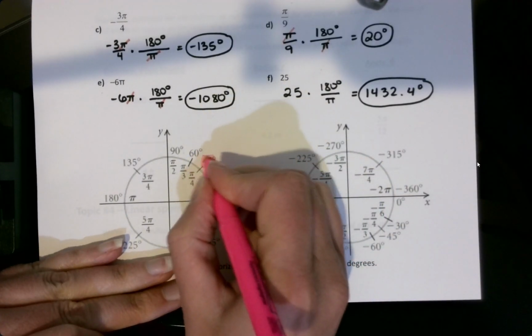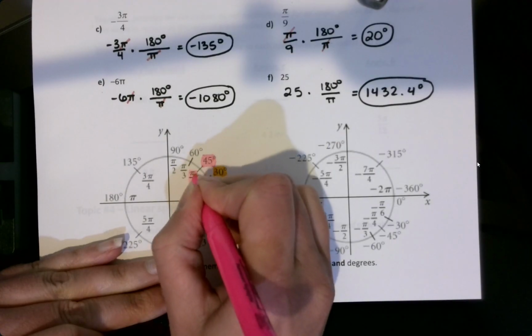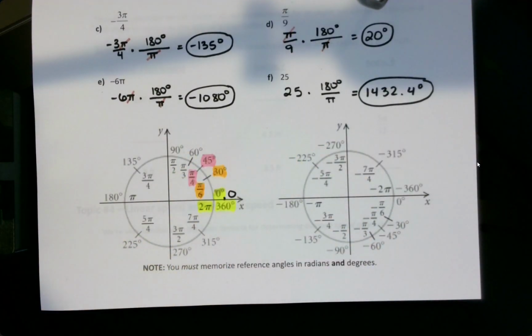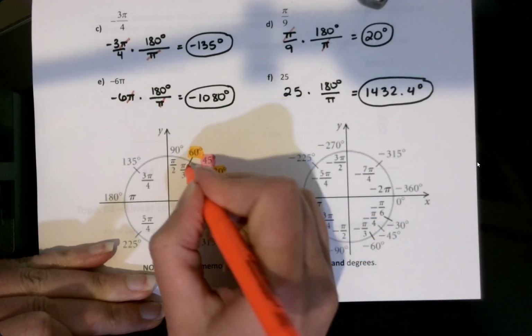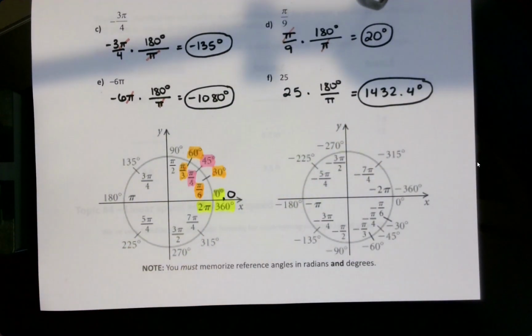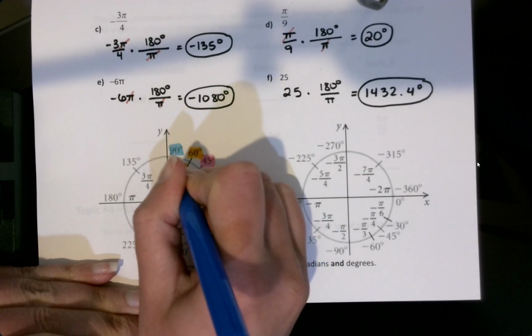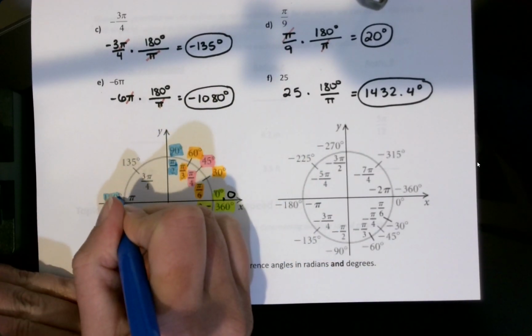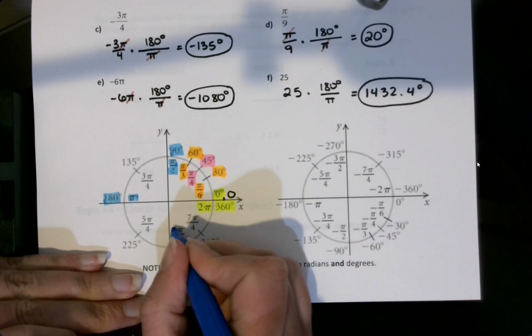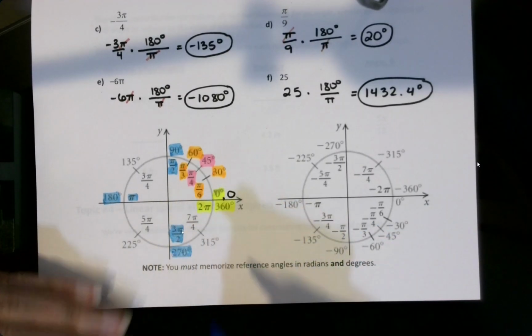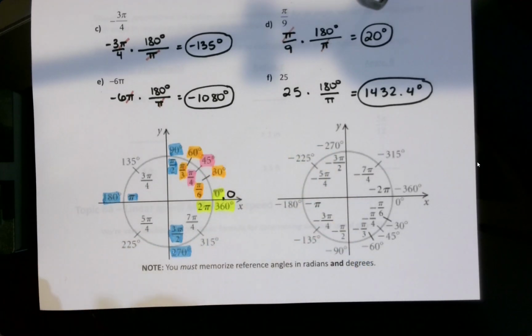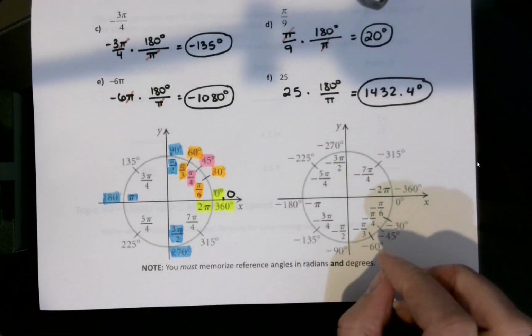We know that 45 degrees is a special angle, so its corresponding radian measure, pi fourths, is also a special angle. 60 degrees corresponds with the radian measure, pi thirds. And then our axes, 90 degrees corresponds with pi halves, 180 corresponds with pi, 3 pi halves corresponds with 270, and we've already mentioned the 0 and the 2 pi for the positive x-axis. So these are the primary set of special angles.